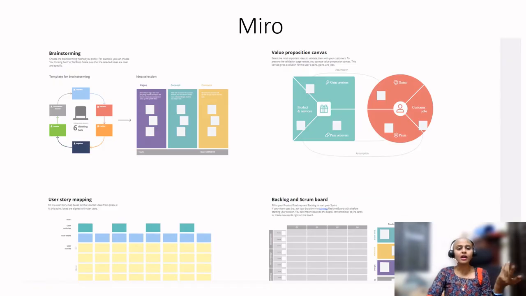Moving on to the next tool, the Miro board. We all know Miro board is very helpful in so many things. We can use this board for brainstorming, value proposition canvas, user story mapping, backlog, and scrum board. This way, Miro board is very helpful for so many activities.